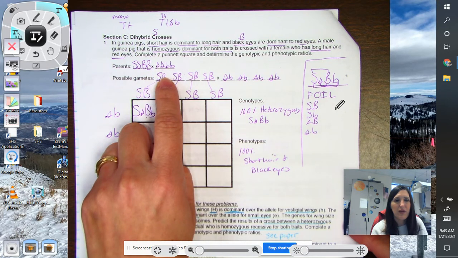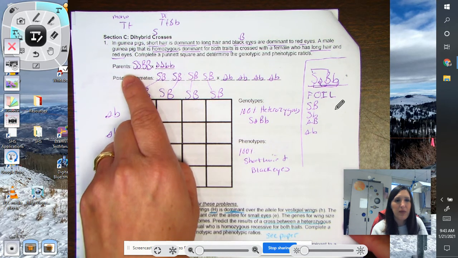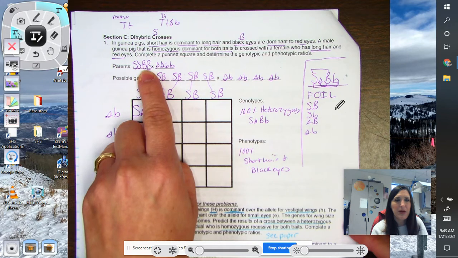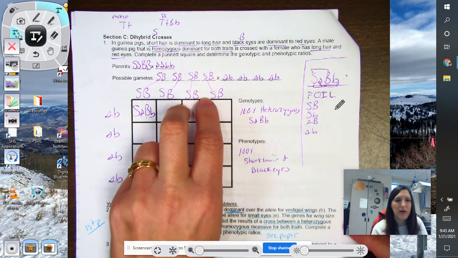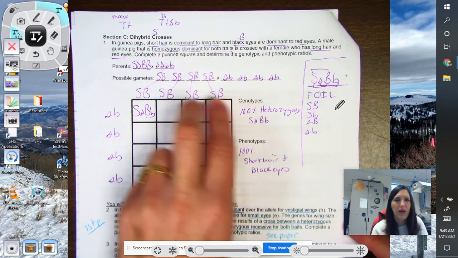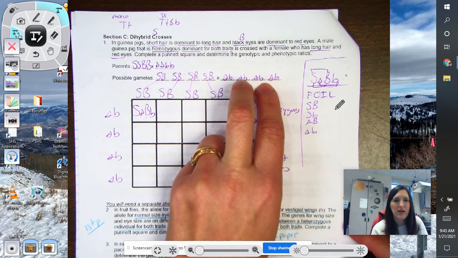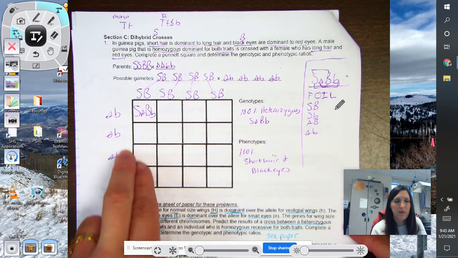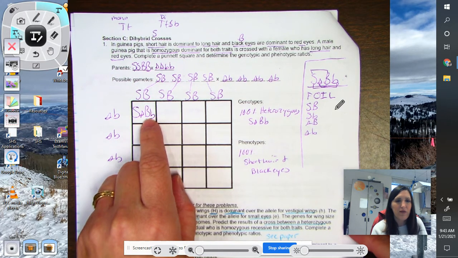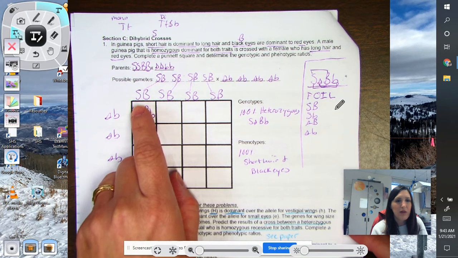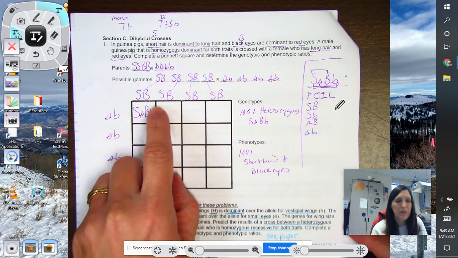So we're putting these on the line. I got that from looking up here: big S, big B, big S, big B. Now I'm putting these possible gametes on my Punnett square here. I'll take these recessive ones and put them on the side here. Now, every square is going to have 4 letters. And keep your letters together, so keep your S's together and keep your B's together.